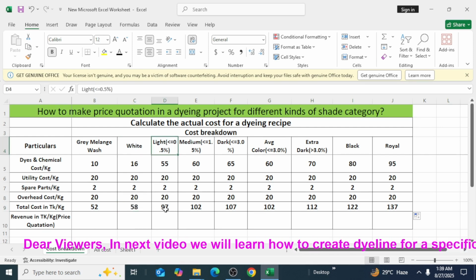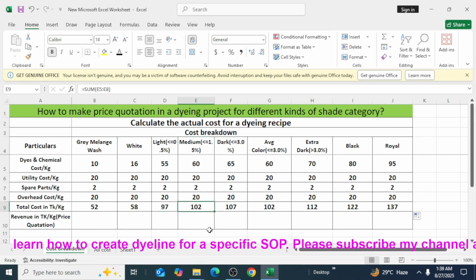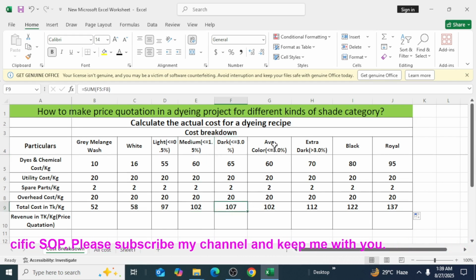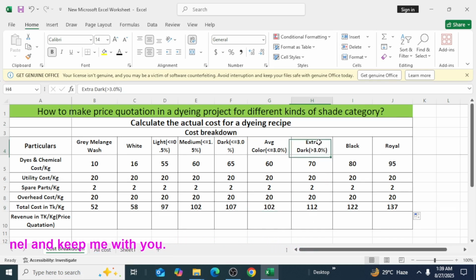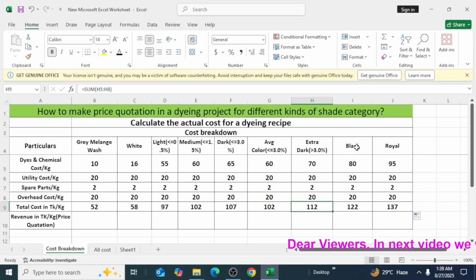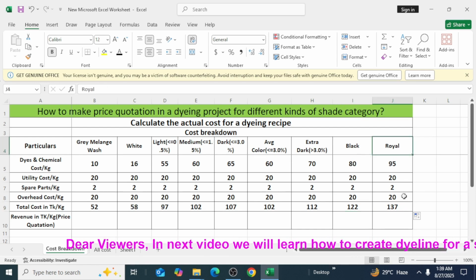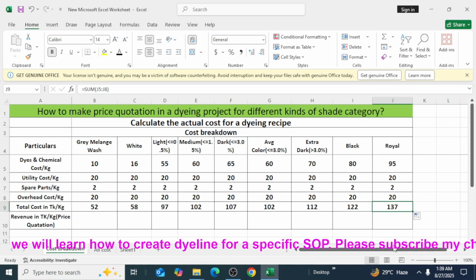For light color your total cost 97 taka. For medium color your total cost 102 taka. For dark color your total cost is 107 taka. For average color your total cost is 102 taka. For extra dark color your total cost is 112 taka. For black color your total cost is 122 taka. For royal color your total cost is 137 taka.